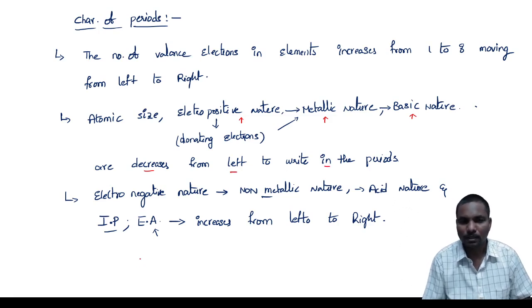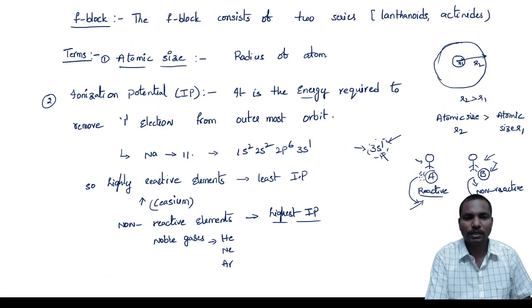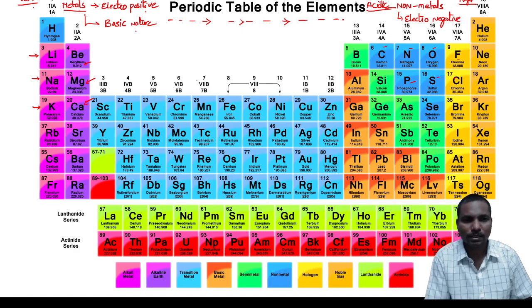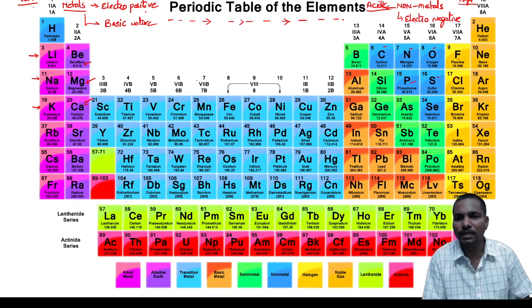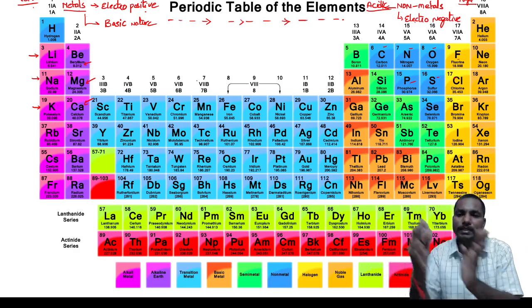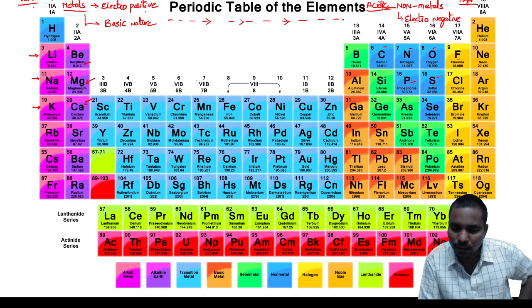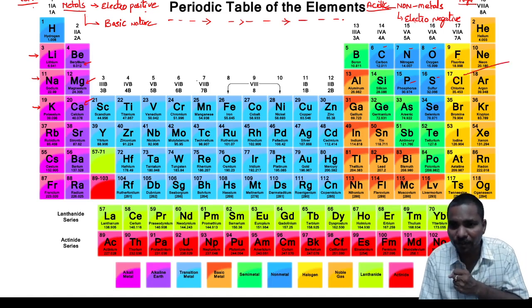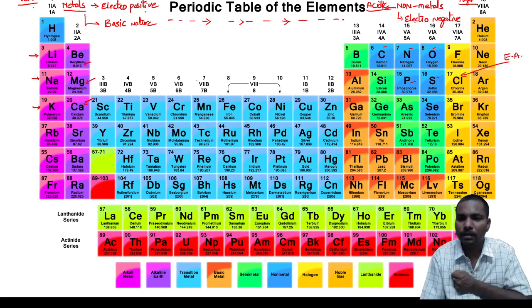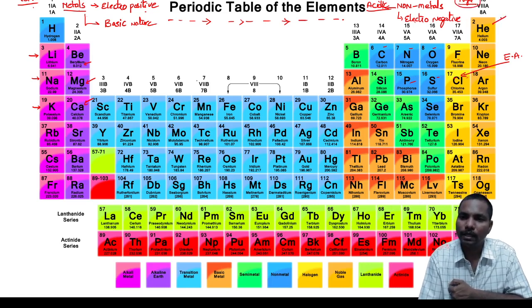Getting my point? Opposite. The opposite of this on the right side: acidic nature, non-metallic nature, electronegative nature. From left to right, all will increase. And which has the highest electron affinity? Chlorine. That is on the right side. Helium is also on the right side.